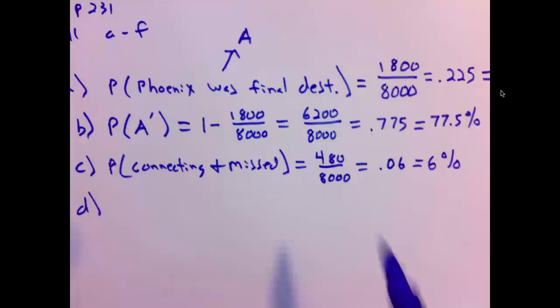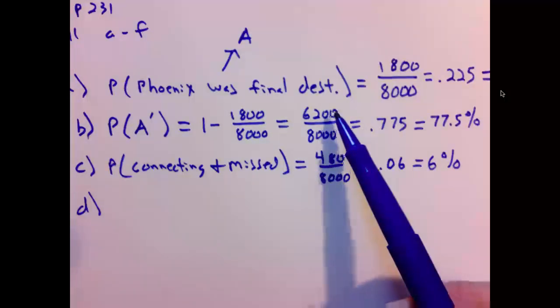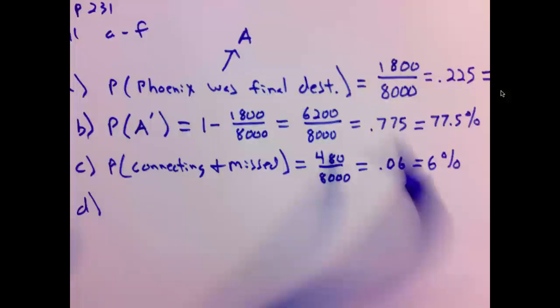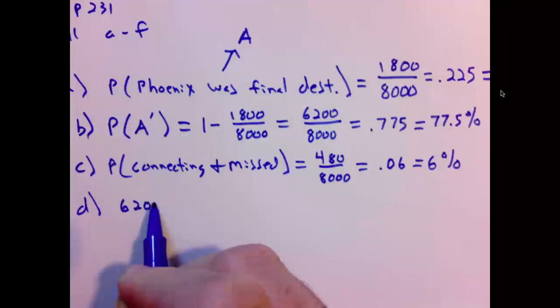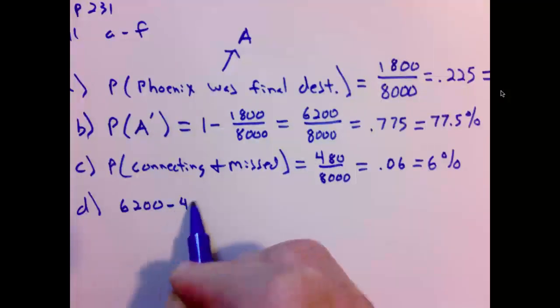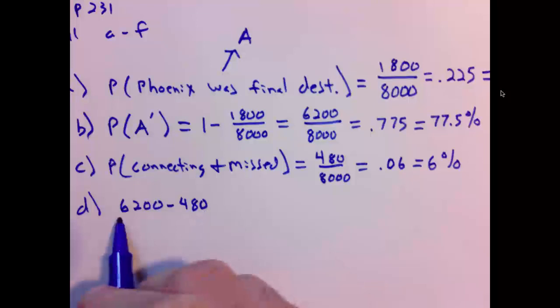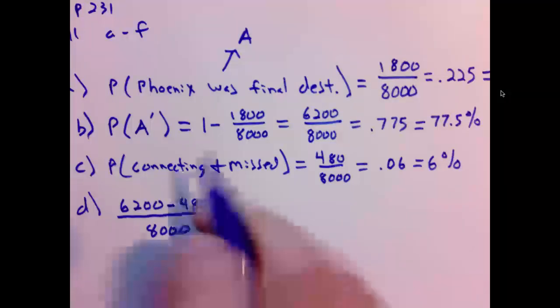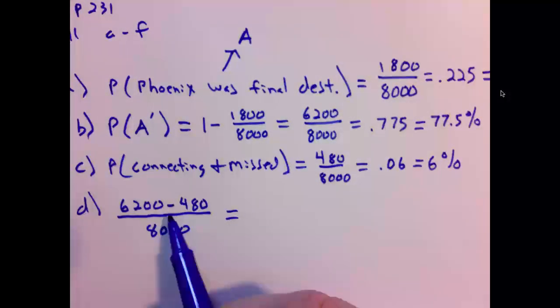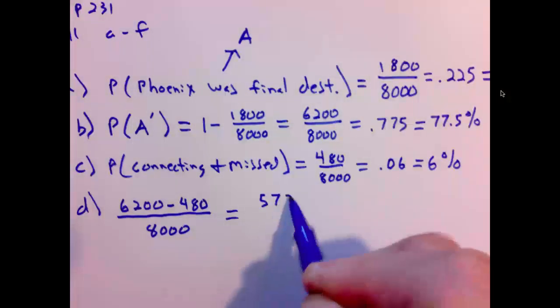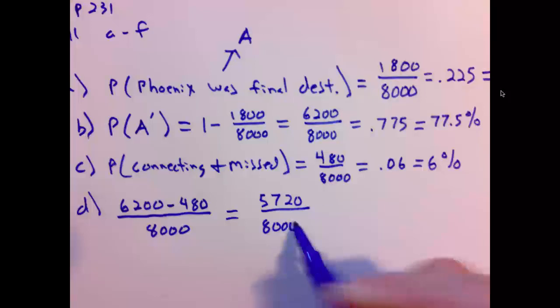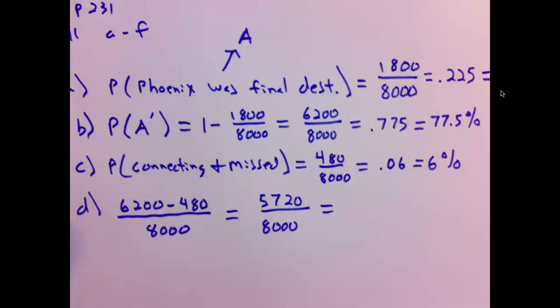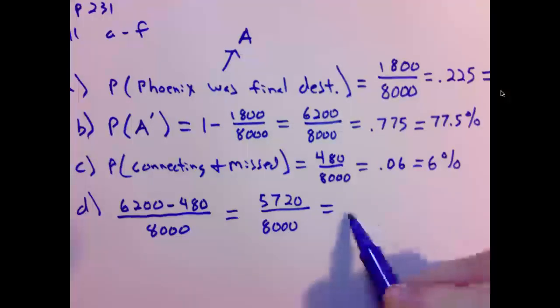Well, that's going to be the 6,200. Those were all the connectors minus the 480. So I'm going to look at 6,200. These are all the people that connected, but I'm going to subtract out these 480 that actually missed their connection over the 8,000. Okay. Left off my notation here, but it'll be alright. So 6,200 minus 480 is 5,720. Divide by 8,000. And that's 0.715.